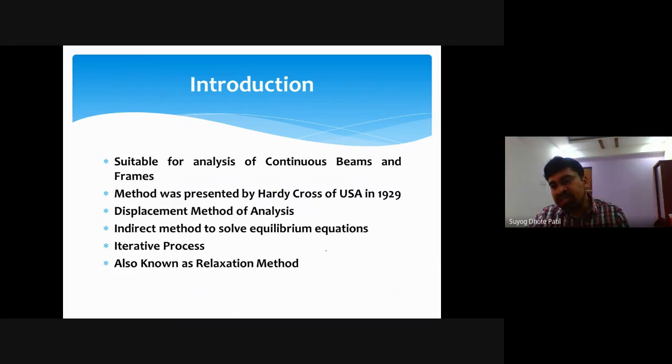Again, it is also known as a displacement method of analysis. Slope deflection method is also termed a displacement method of analysis. It is an indirect method to solve equilibrium equations, and it is an iterative process. Another term for it is the relaxation method.